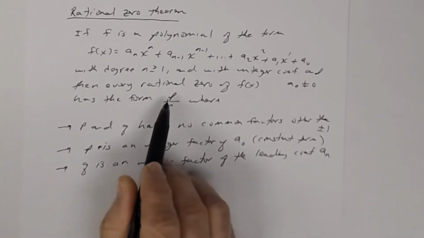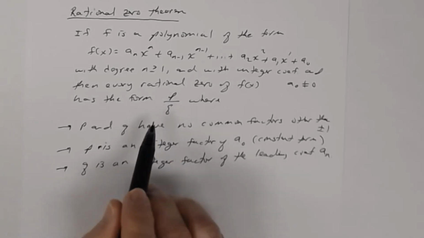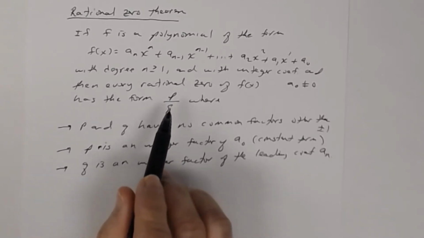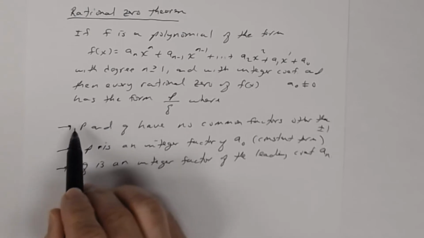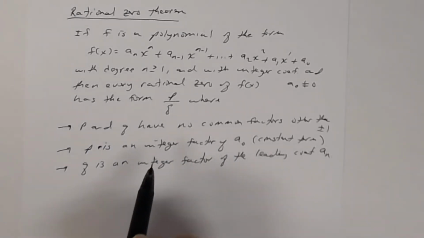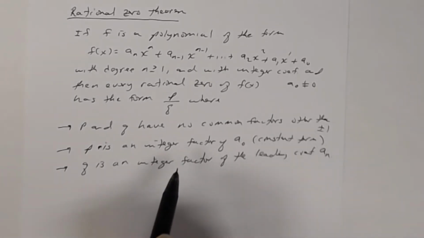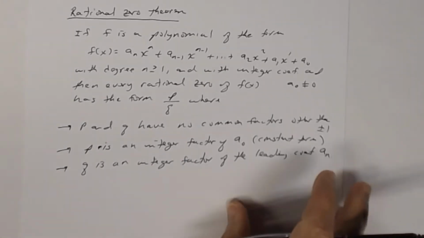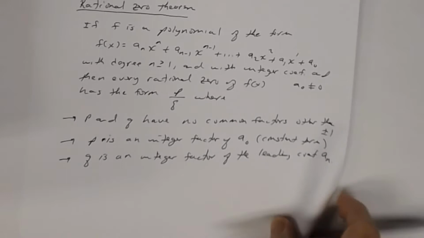And so you're just going to find combinations of p divided by q. But remember, if you're going to say it's a rational zero, p and q can have no common factors other than plus or minus 1. Okay? All right, so let's go ahead and look at the first one. So number 1, I'm going to go ahead and just rewrite number 1 over.